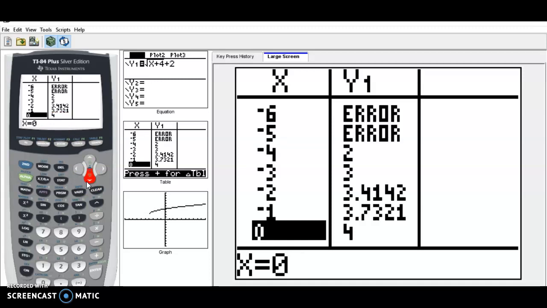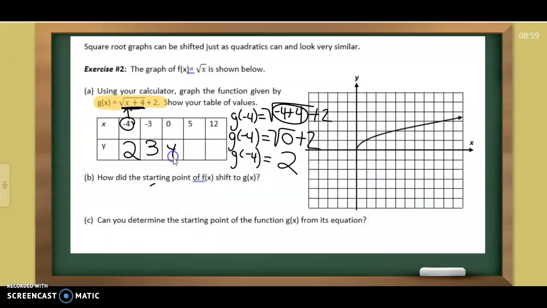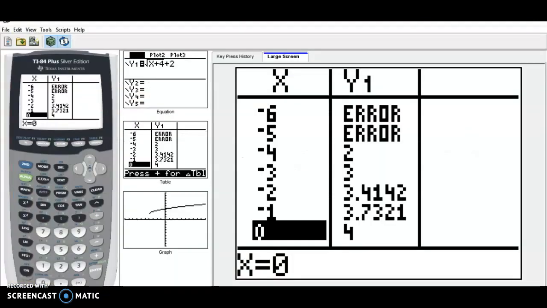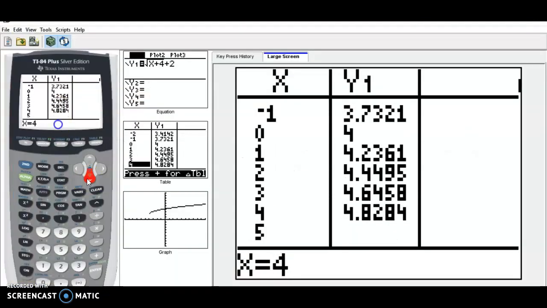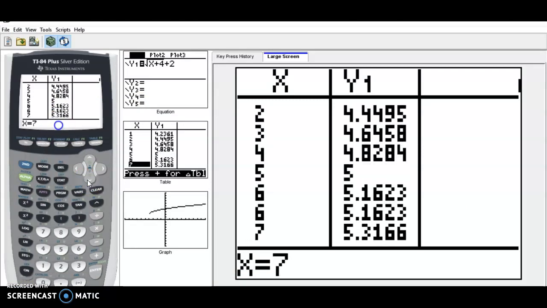So 0 gave us a 4. We could have shown you this the long way, but the calculator is so much faster. And I'm kind of telling you this with the next one. The next one's at 5. Irrational, irrational. Finally, we get 5 at 5.